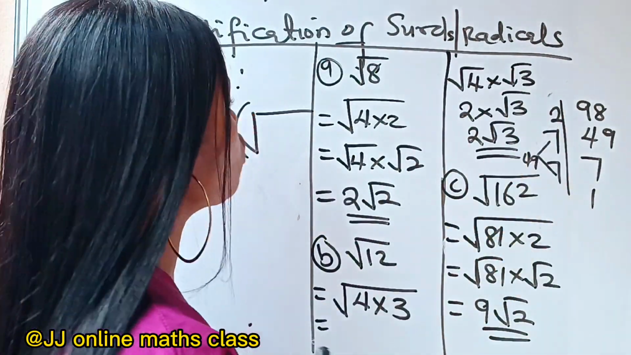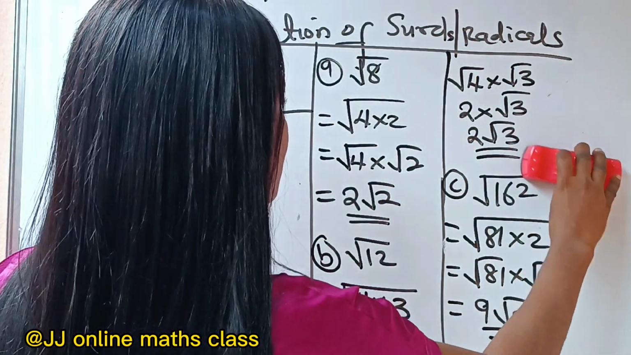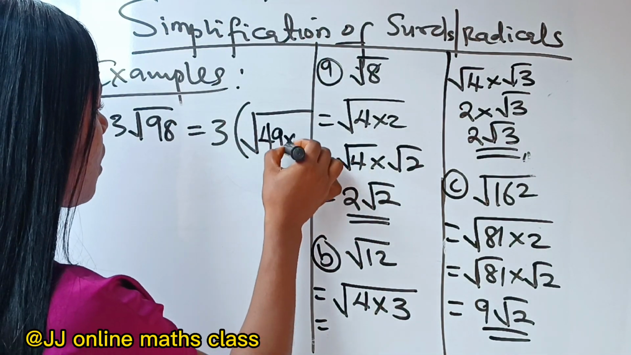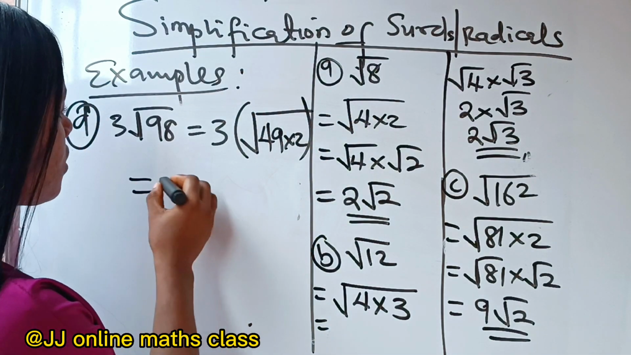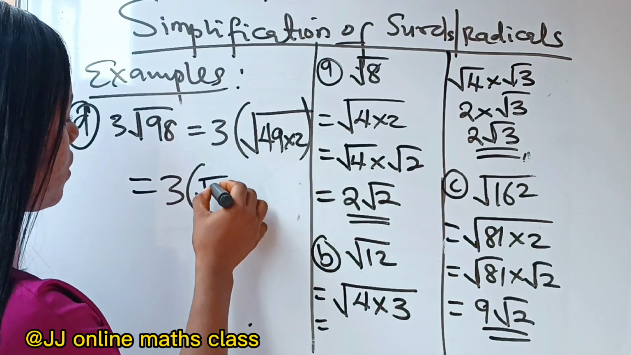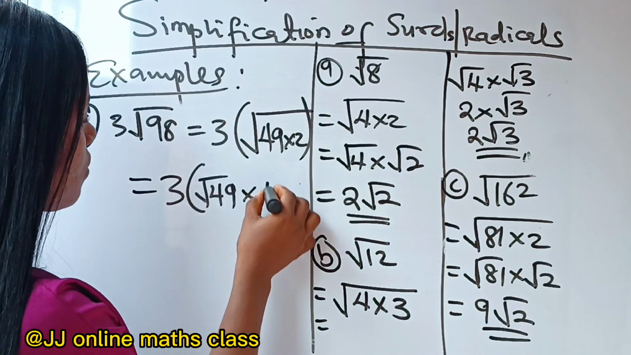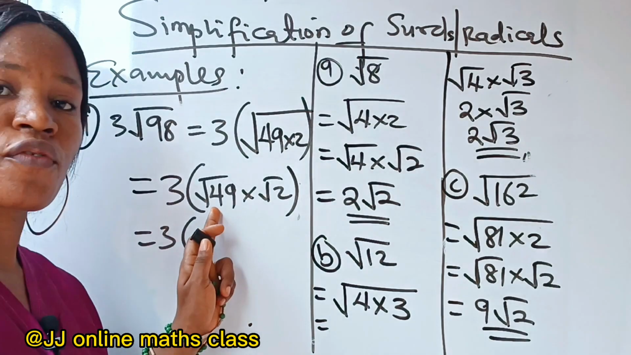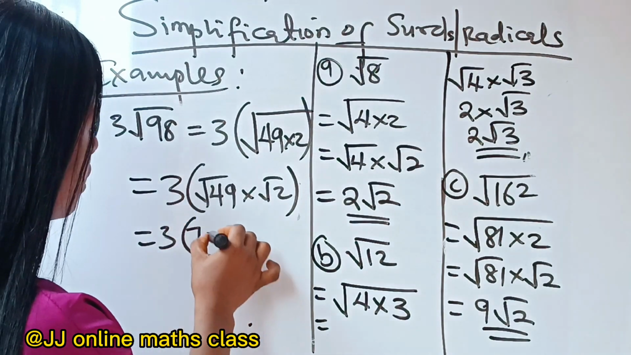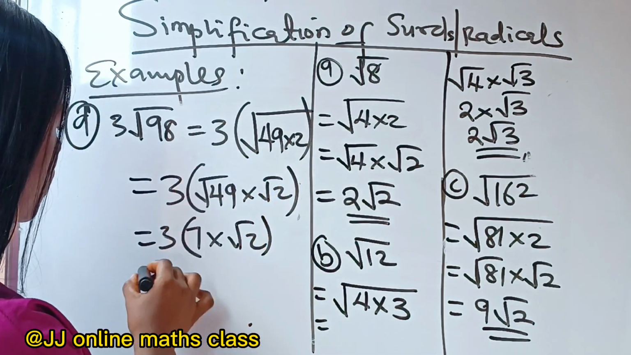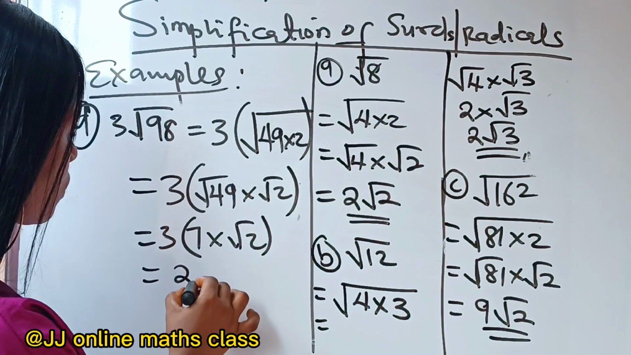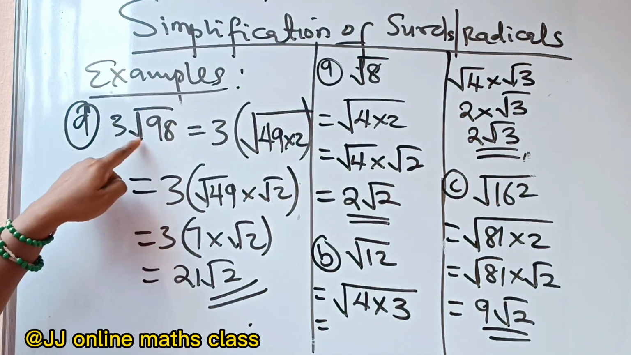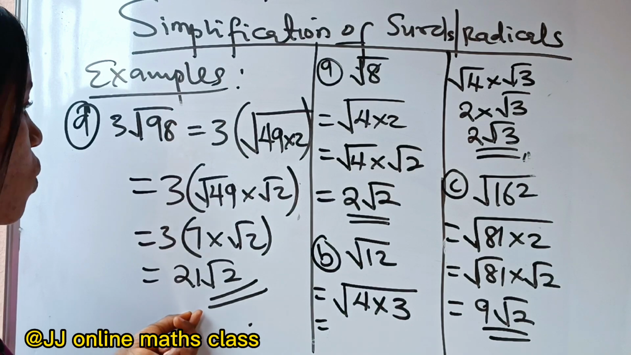49 times what? 2. So that means that we can express 98 as what? 49 times 2. Okay, so this is equal to 3 brackets. We can now separate this as root 49 times root 2. Square root of 49 will give us 7, right? 7 times root 2. So this is equal to 3 times 7 will give us what? 21 root 2. So it means that the simplest form of 3 root 98 is 21 root 2.